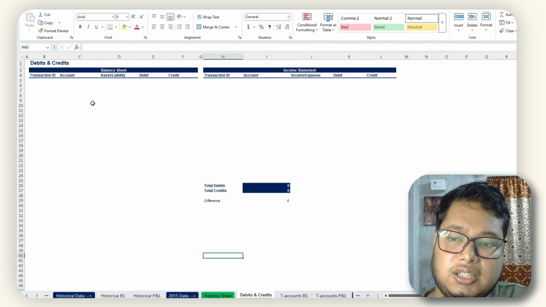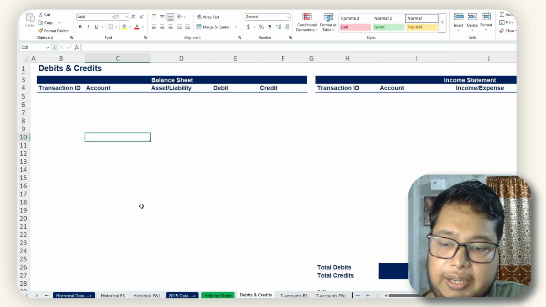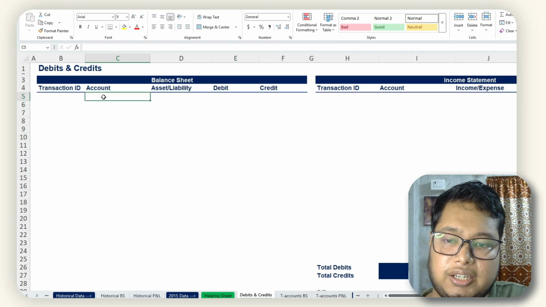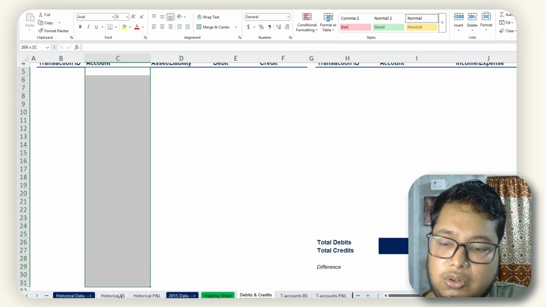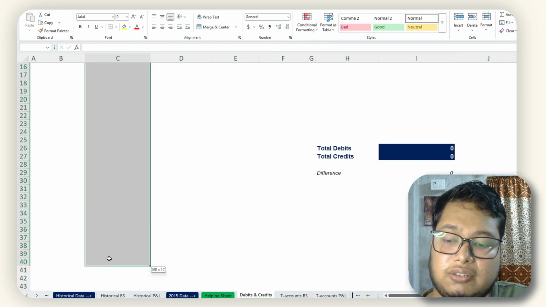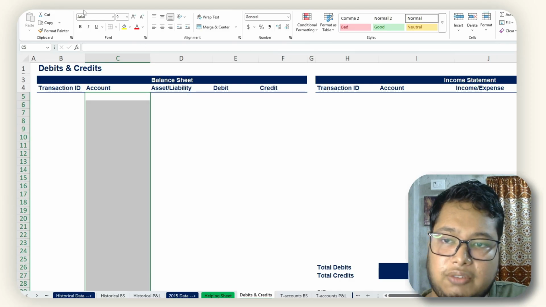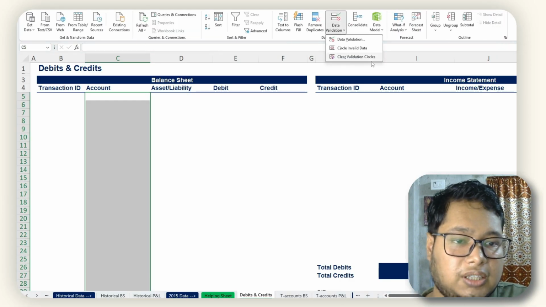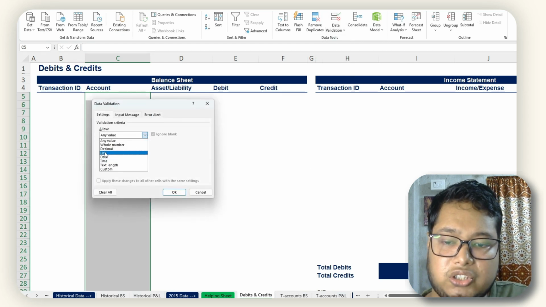So let's start doing the journal entries. Let me zoom in, and first of all, I have to assign the data validation here, so that I can use only those lists. I don't know how long it will go, but to be on the safe side, let's say 40 rows. Cool, 40 rows would be enough. Then I go to the data tab, and from there I get the data validation. Yeah, I got it. And here we need a list.